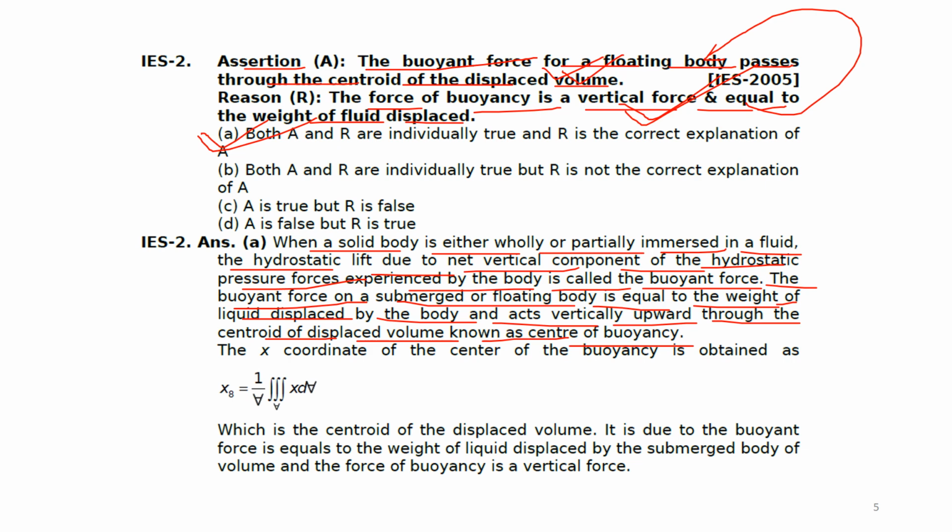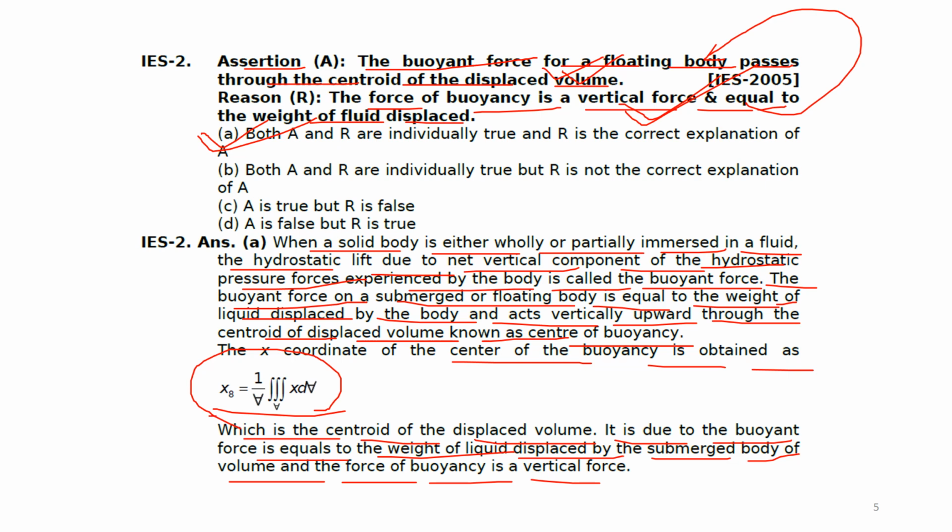This is the expression, you can see, which is not recorded. Anyway, we'll read that. This is the centroid of the displaced volume. It is due to the buoyancy. The force is equal to the weight of the fluid displaced by the submerged body of volume. The force of buoyancy is a vertical force. The x coordinate of the center of buoyancy is represented by this expression, which is the centroid of the displaced volume.